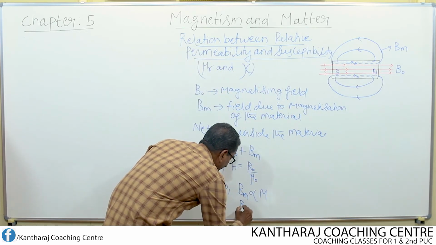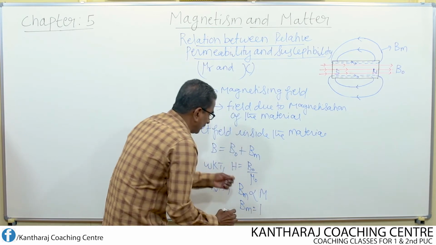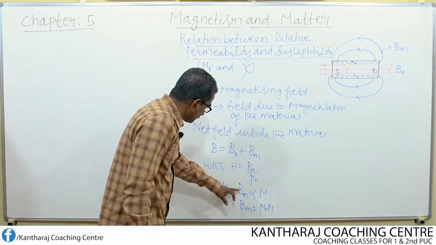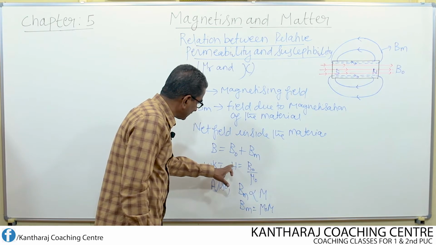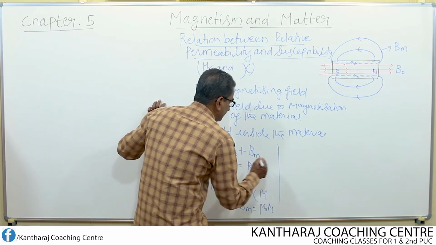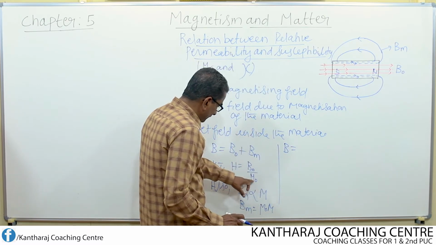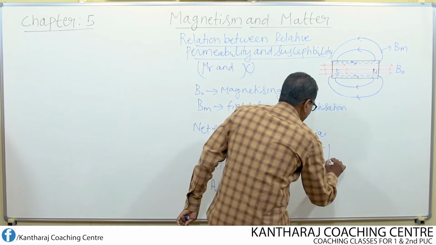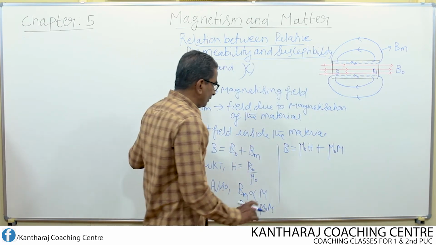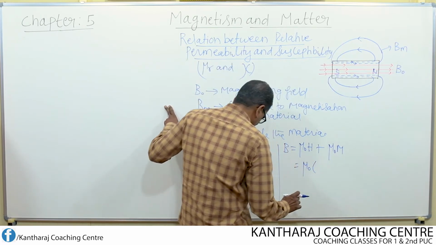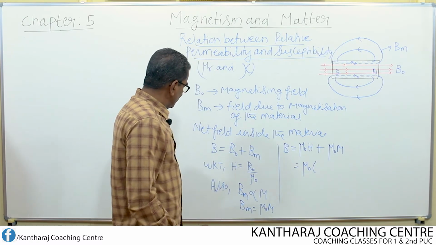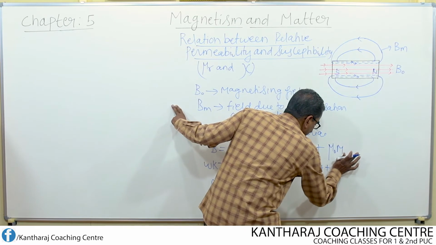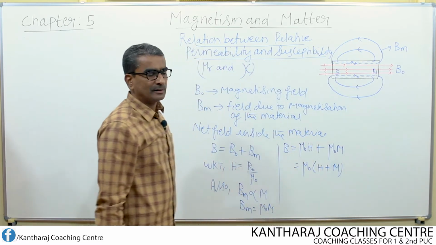Then, to bring this to proper form, Bm will be equal to a constant, which I introduce as mu naught, the absolute permeability of free space, times M. Now substituting for B naught, which is H into mu naught, this equation becomes B equal to mu naught into H plus mu naught into M. Removing mu naught outside, B equals mu naught into H plus M.